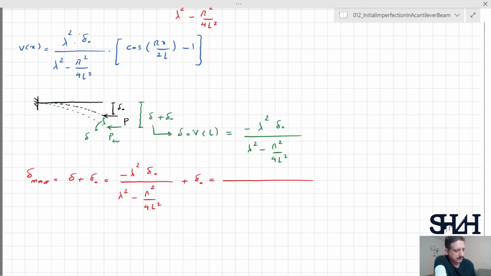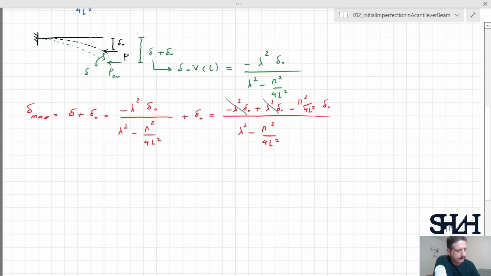I combine these two terms together: minus lambda square delta 0 plus lambda square delta 0 minus pi square divided by 4L square delta 0. And now these two are gone. I can rewrite delta max equals pi square divided by 4L square delta 0, and I can apply the negative sign to the denominator: pi square divided by 4L square minus lambda square.